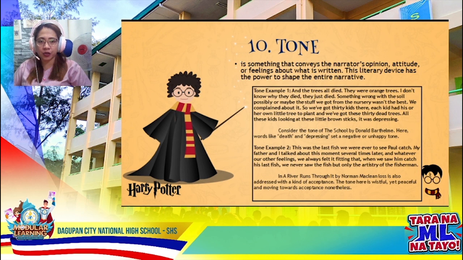So, in A River Runs Through It, Norman Maclean's loss is also addressed with a kind of acceptance. The tone here is wistful yet peaceful, and moving towards acceptance nonetheless. So actually when you say tone, it sets the mood. It sets the emotion that the writer wants you to feel when you are reading the story. That's all. When you say tone, this sets the mood, the emotion that the writer wants you to feel. And how can he set this mood? Through his words.